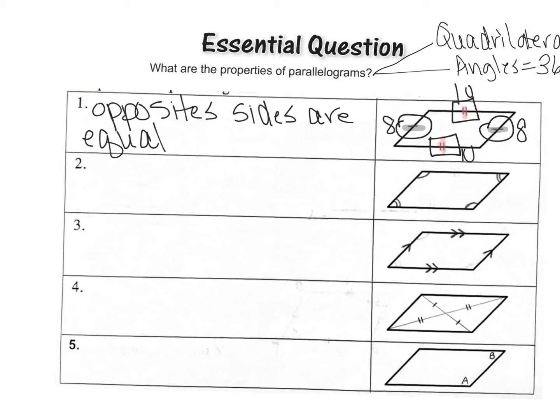Then let's look at the second property here. We've got this angle here with 2 little tick marks in it, and we've got this angle and this angle with 1 tick mark in it. If you notice, they are across or opposite of each other. So what we're going to say is that not only are opposite sides equal to each other, but opposite angles are also equal to each other.